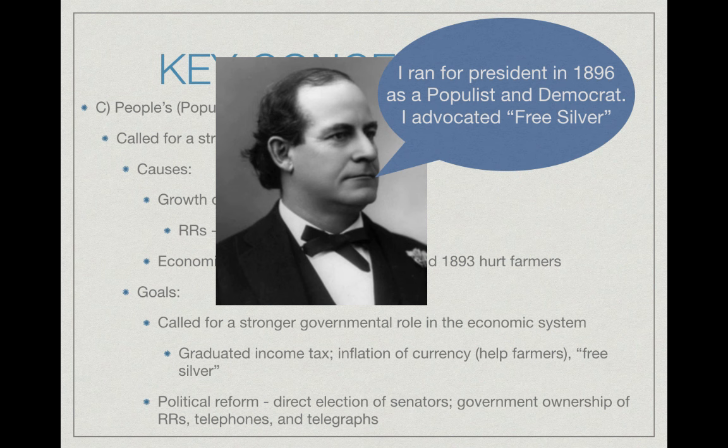And for political reforms, they wanted the direct election of senators, and that will come true with the 17th Amendment at a later time period, and government ownership of railroads, telephones, and telegraphs because they felt the companies were abusing their power.